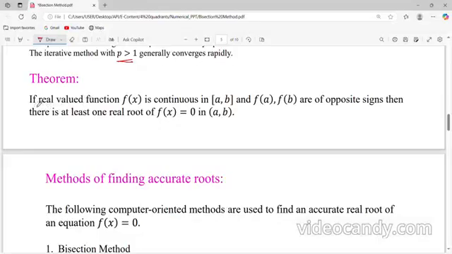If a real-valued function f(x) is continuous in [a, b] and f(a), f(b) are of opposite signs, then there is at least one real root of f(x) = 0 in (a, b).